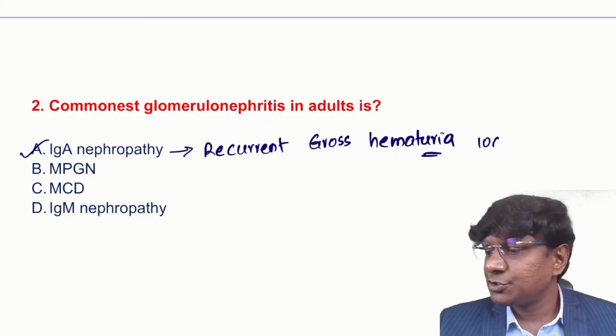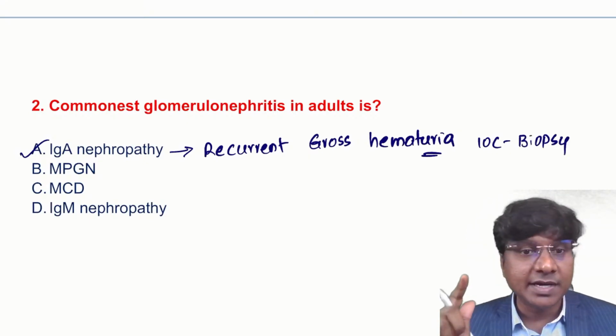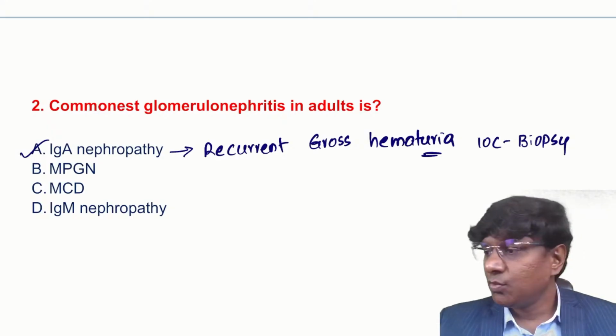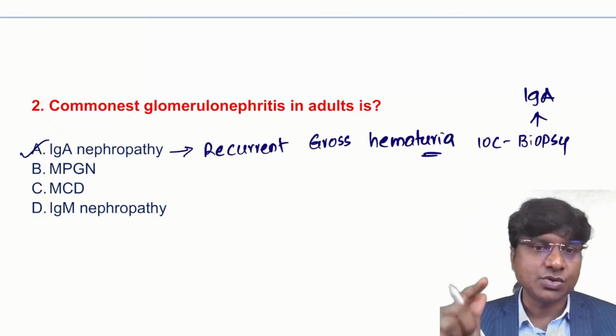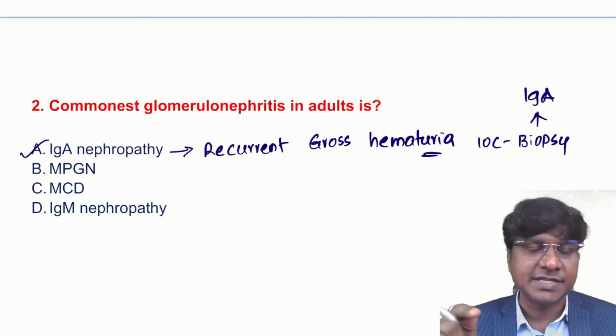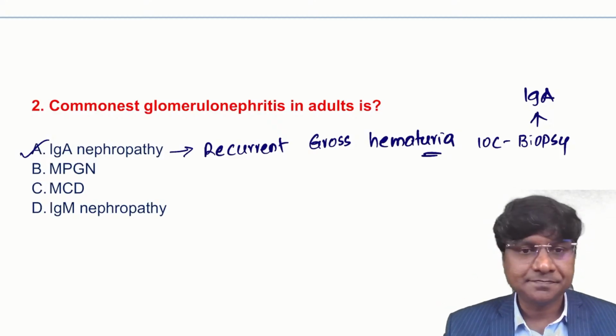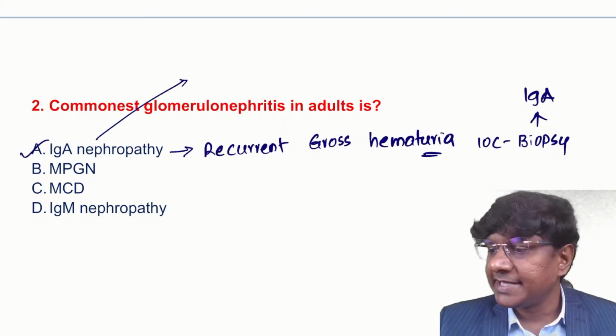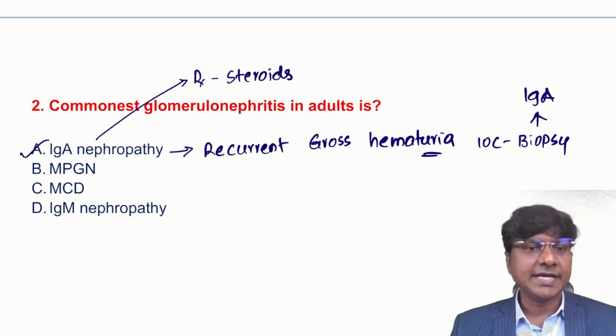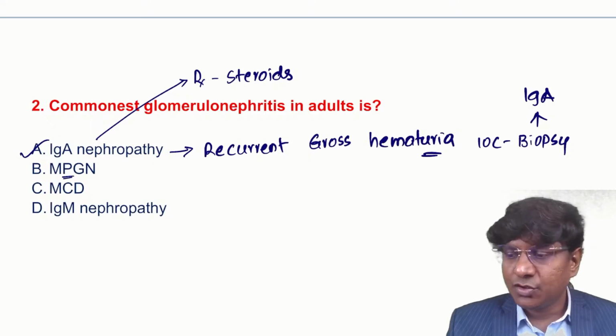What is the investigation of choice in patients with IgA nephropathy? You need to do a renal biopsy. What does the renal biopsy show? It shows the presence of IgA deposits within the mesangium. That is IgA nephropathy. And what is the treatment? You need to give steroids. Why are the other options incorrect?